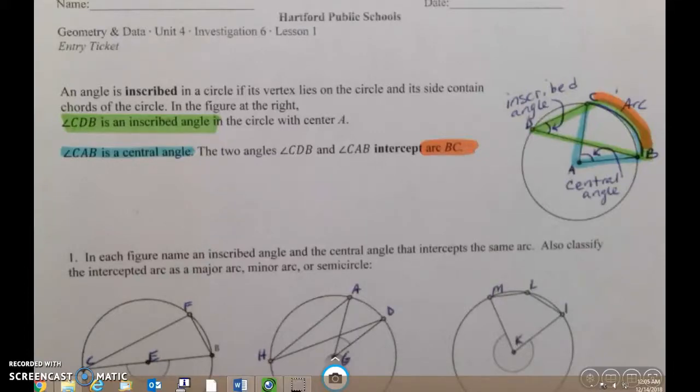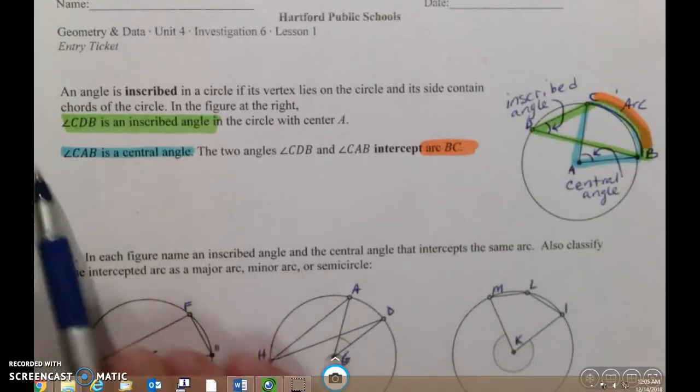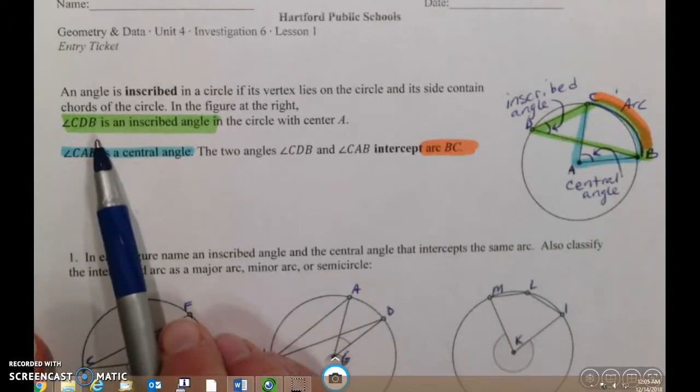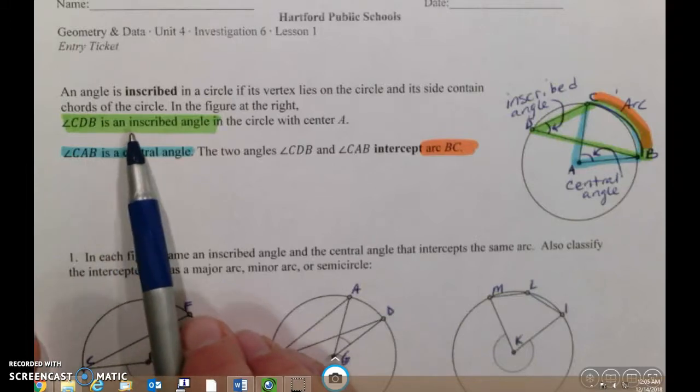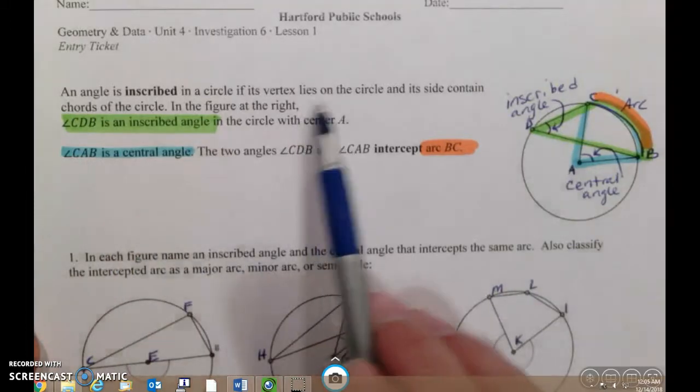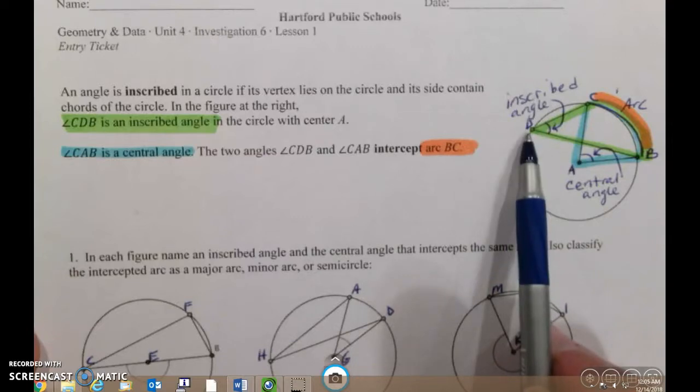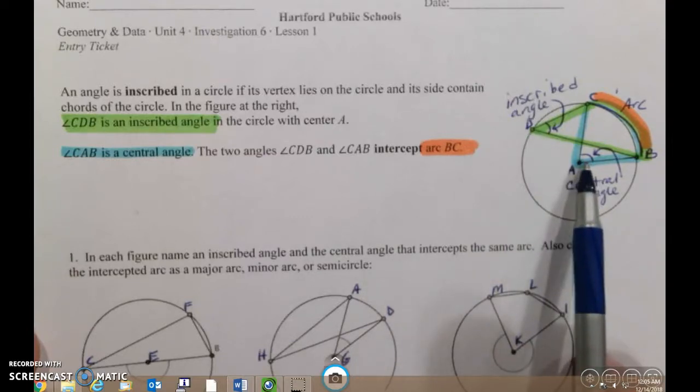Okay, here we are, Geometry and Data, Unit 4, Investigation 6, Lesson 1. We're going to be talking about inscribed and central angles. If you take a look at the diagram at the top, an inscribed angle is one where its vertex lies on the circle, and a central angle is one whose vertex is at the center.